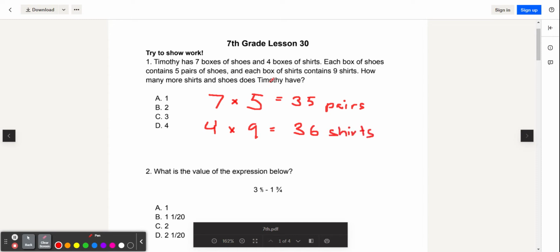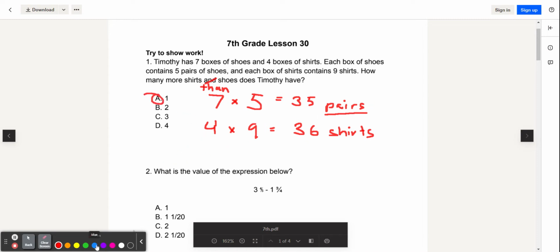Looking at the numbers, I believe this is supposed to be more shirts than shoes, which means that we have obviously more shirts. So we will keep this as pairs, even if they weren't very clear with it. We have 1 more shirt than pairs of shoes, which is A.